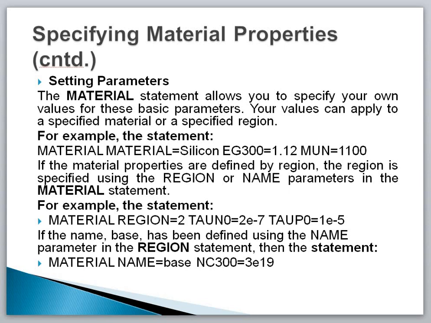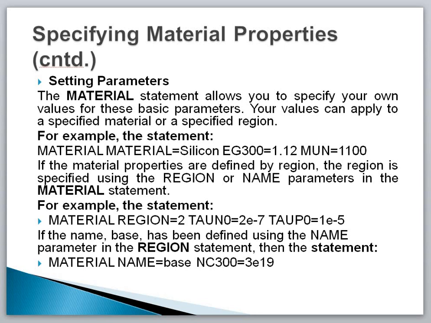Specifying material property continued: setting parameters. The material statement allows you to specify your own value for these basic parameters. Your value can apply to a specified material or a specified region. For example, the statement material silicon, electron band gap 1.12 and the mobility of electron 1100.